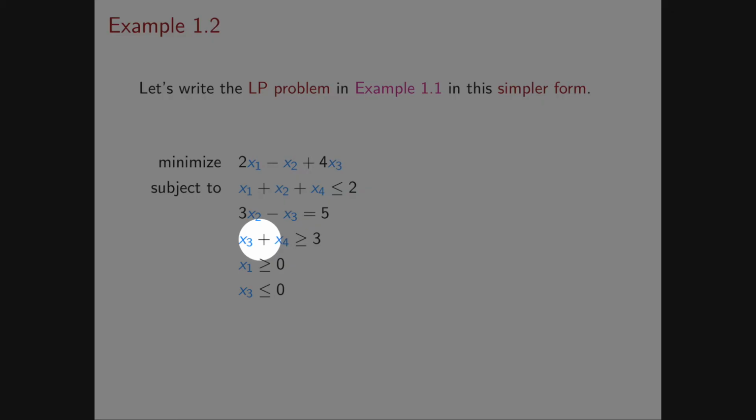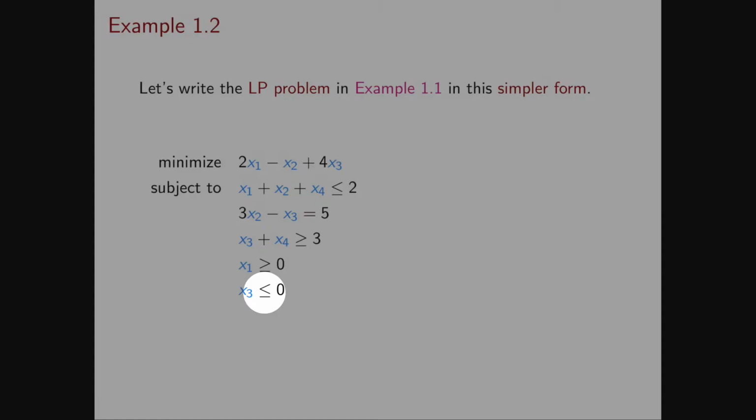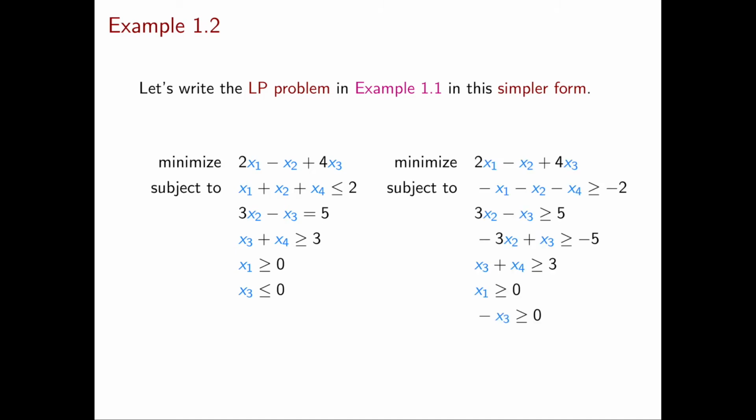Then the inequality x3 plus x4 greater than or equal to 3 requires no change, and neither does x1 greater than or equal to 0. Finally, x3 less than or equal to 0 should be multiplied by minus 1. On the right, you can see now what we have obtained.